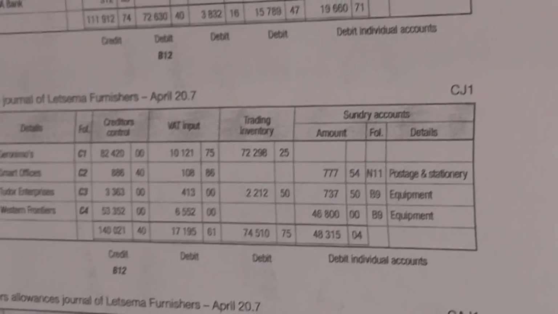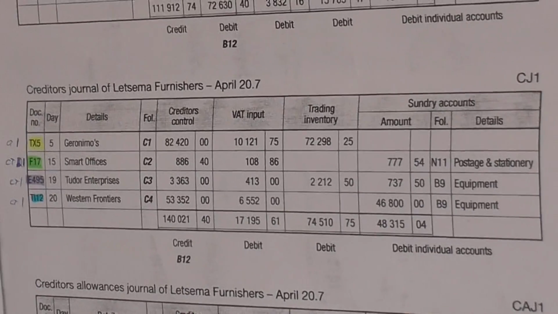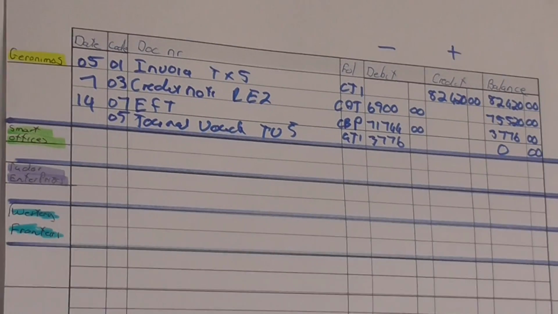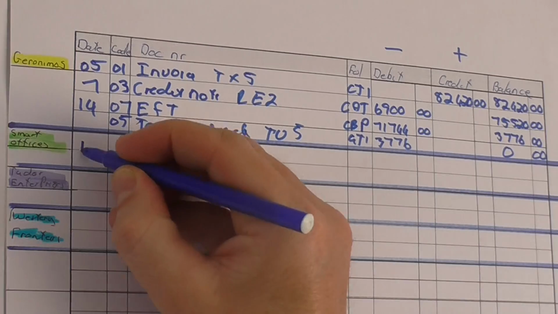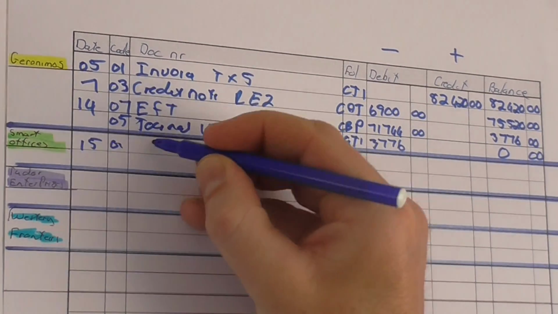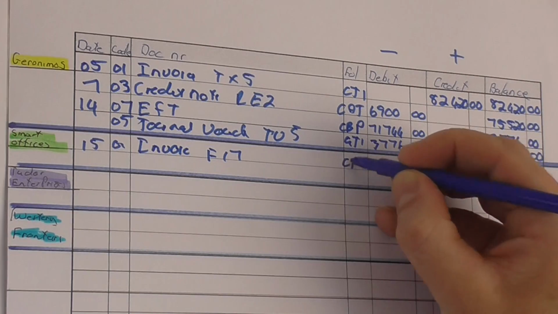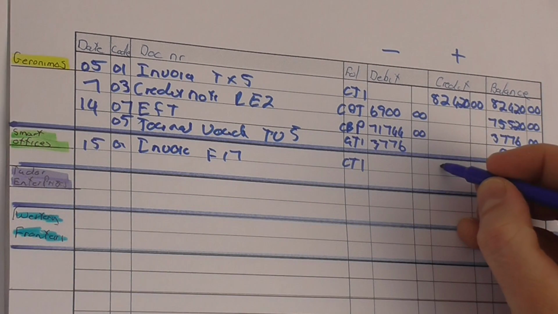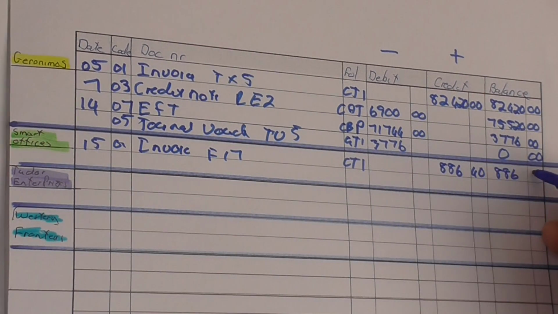Okay, as we see, let's go to the Creditors Journal. So the next one will be Smart Offices. And as you can see there, once again, the same as previously, Creditors Control gets credited. So let's just go up there and look. Okay. So Smart Offices, so that would be on the 15th, code 01. Okay, invoice F17. That was Creditors Journal 1, and as we saw, that amount gets credited with the VAT inclusive amount of 88640. Your balance then is 88640.